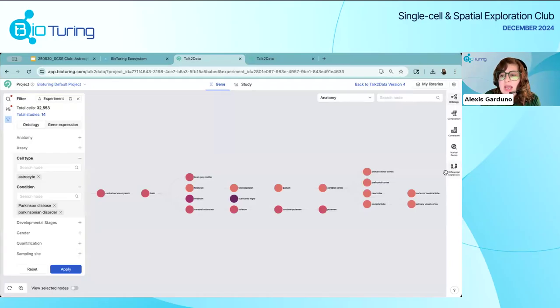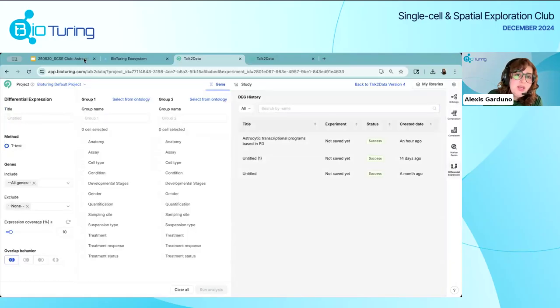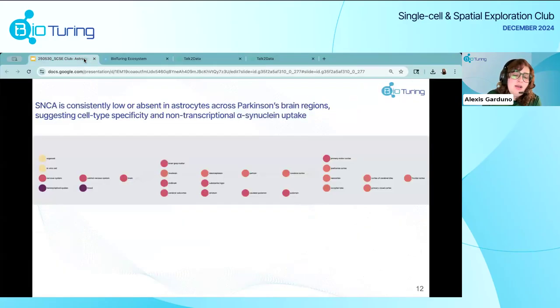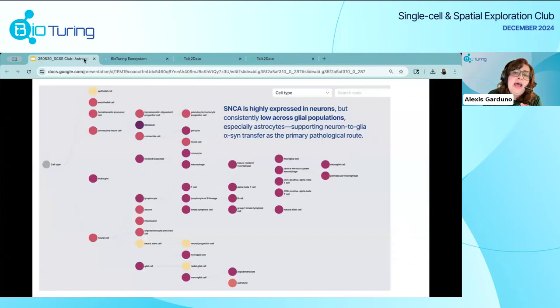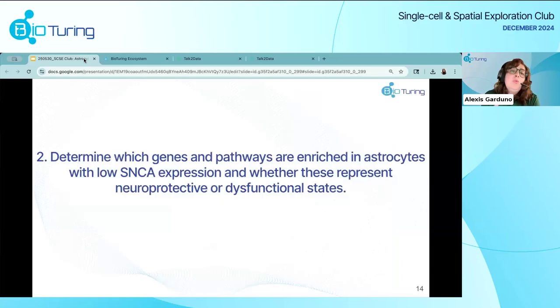So if we want to do that, the next step would be to use this data to go into the differential gene expression feature. The next step after we uncovered these specific differences in low or absent astrocytes within Parkinson's brain regions, and looking at how this gene is expressed not only in neurons but also showing this low expression in glial populations, is that we can determine which genes and pathways are actually enriched in astrocytes that are showing these differences in low or high expression of this particular encoding protein, and whether these represent specific neuroprotective or dysfunctional states.